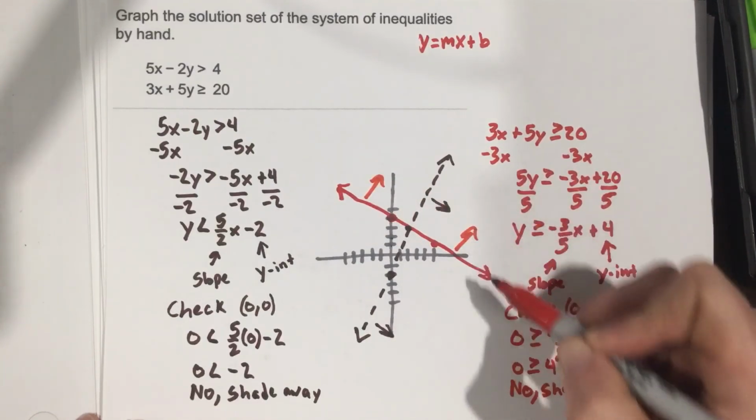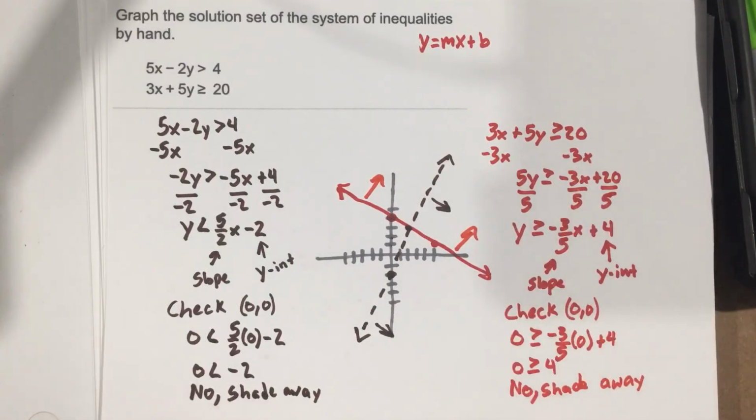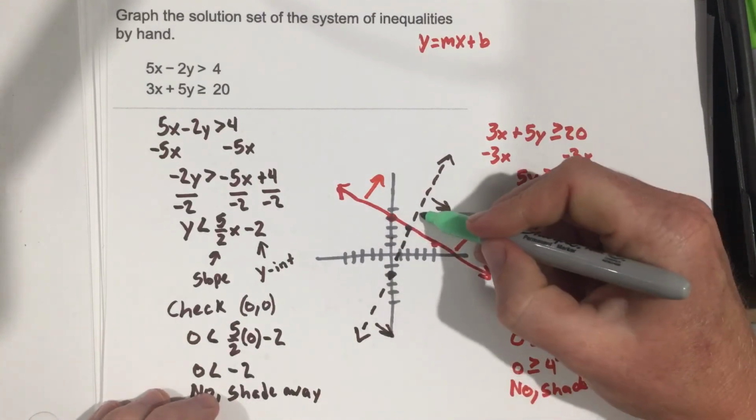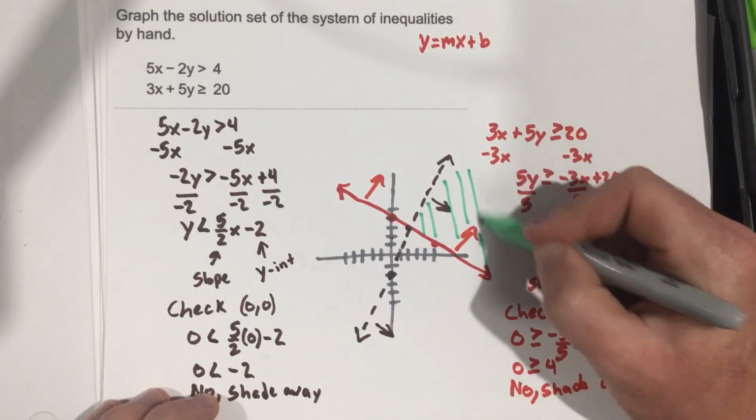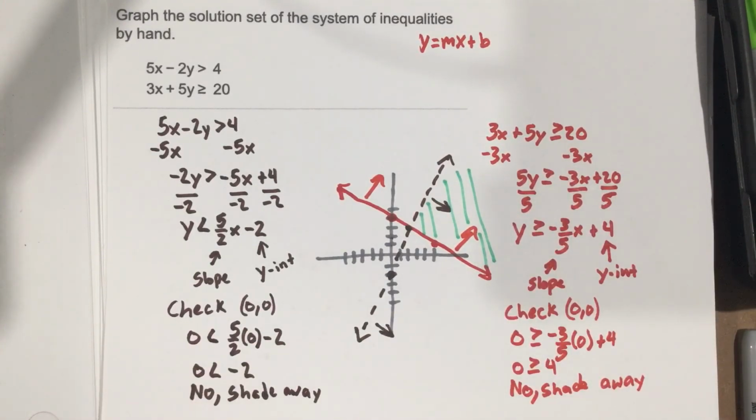And let's look where the arrows meet. Well, the arrows meet right here in this area. So that's where the solutions are. So let's go ahead and shade those solutions. I'm going to use a green to shade the solutions. So our solutions lie right in that area.